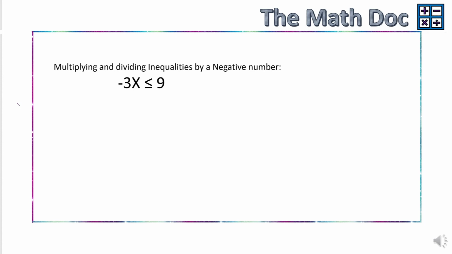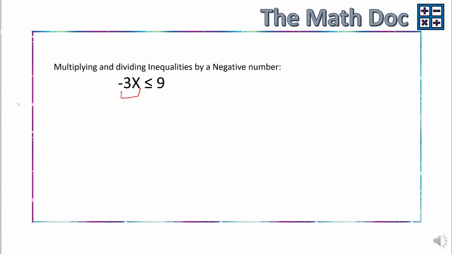This time we're looking at algebraic inequalities where the variable, or x, is preceded by a negative coefficient. So in this case we have negative 3x is less or equal to 9. And why are we specifically looking at this type of inequality? Well, it turns out that there's a trick that's involved with solving these.